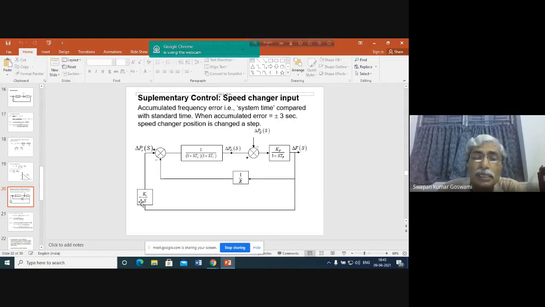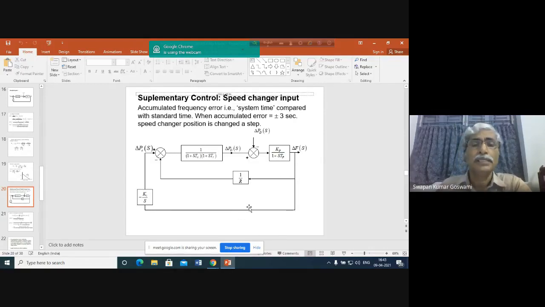You see that it is Ki by S. Ki obviously will be the gain. Okay, gain of the controller. This is representing a controller. Gain of the controller is Ki, and 1 upon S means obviously the frequency error is integrated. It is delta f multiplied by 1 by S. Frequency error is integrated or accumulated and given as input to the speed changer. So this is the representation of this supplementary control where frequency error will be integrated.